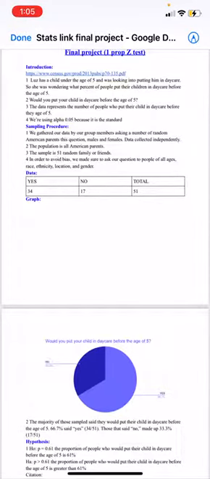The sample is 51 random family or friends. In order to avoid bias, we made sure to ask our questions to people of all ages, race, and ethnicity, as well as location and gender.